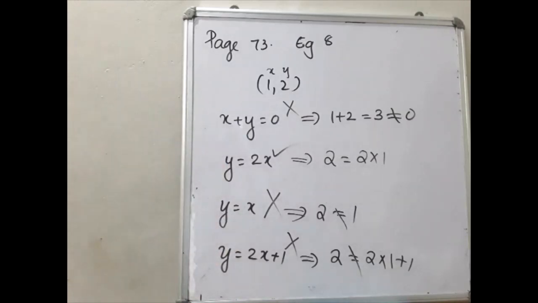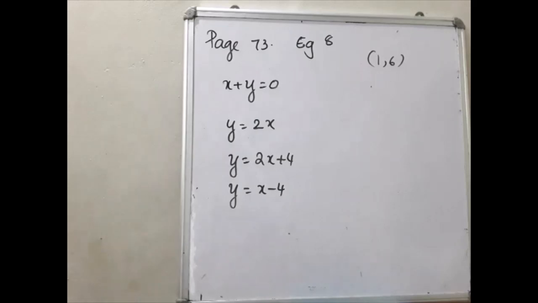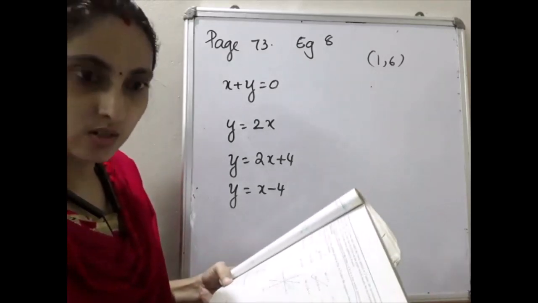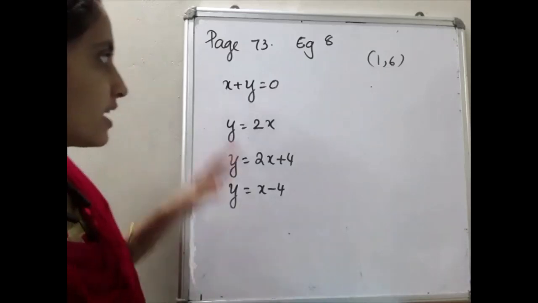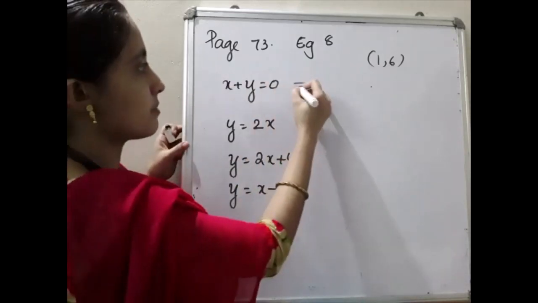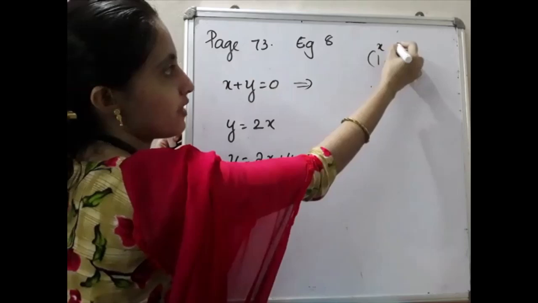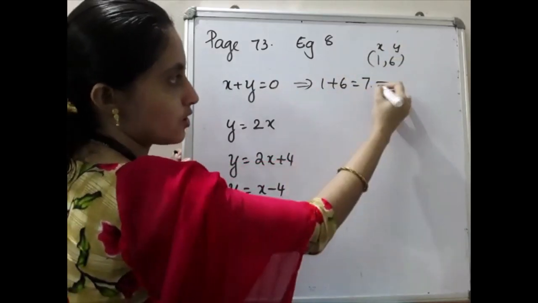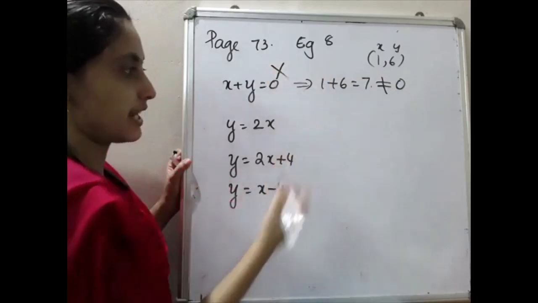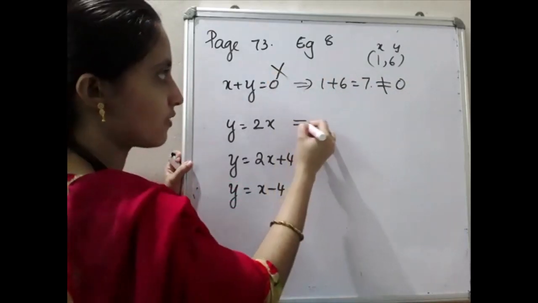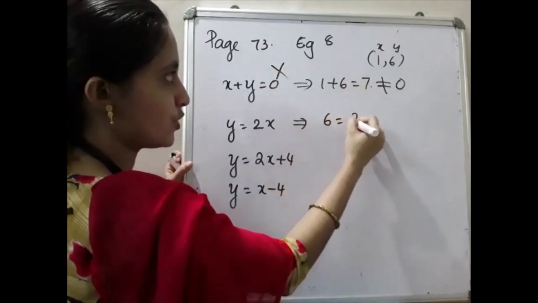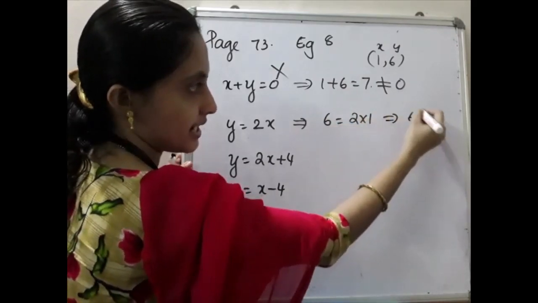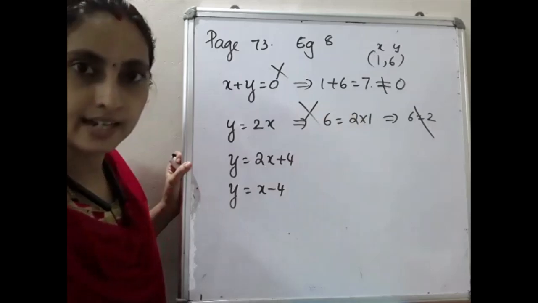The next question: 3 points are given in the question, (1, 6), (0, 4), (-2, 0). I will take (1, 6). Substitute here: x is equal to 1 and y is equal to 6. So 1 plus 6 is equal to 7. Is it equal to 0? Not equal to 0, so we can cancel this. Next one, y is 6. Is 6 equal to 2 into 1? Is it correct? No, so we can cancel this.